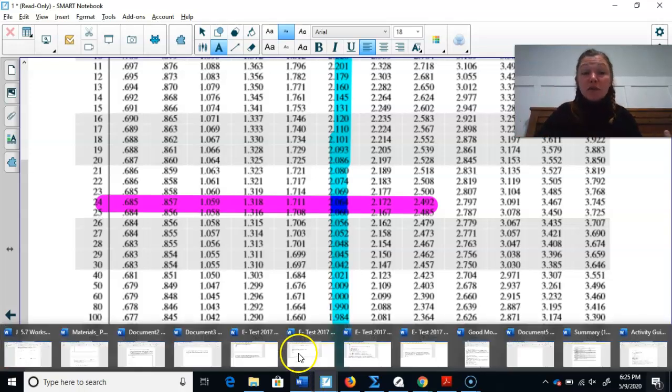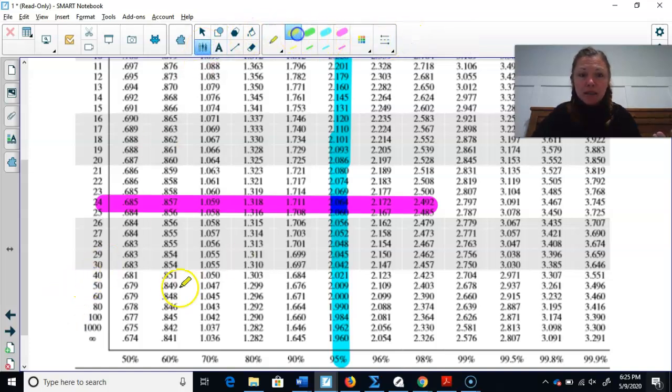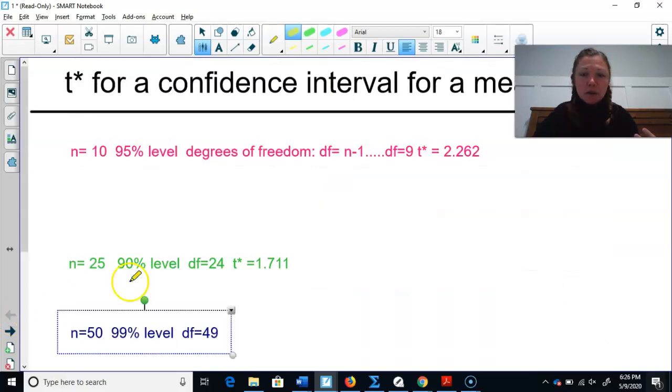Our degrees of freedom are 49, so we have to round down to 40. Let me get my highlighter. Here's 40. Let's see if I can get it straight. And I'm going to stop there because I see I have 99%. I'm not going to highlight it. I'm just going to say, hey, here's my 99% level. I know it's a degrees of freedom of 40. I scroll up. That gives me a T-star of 2.704.